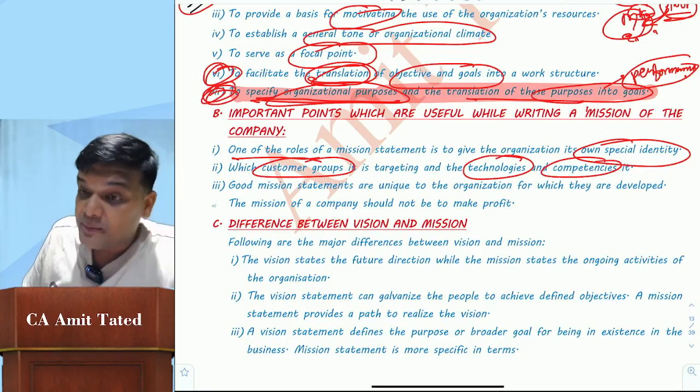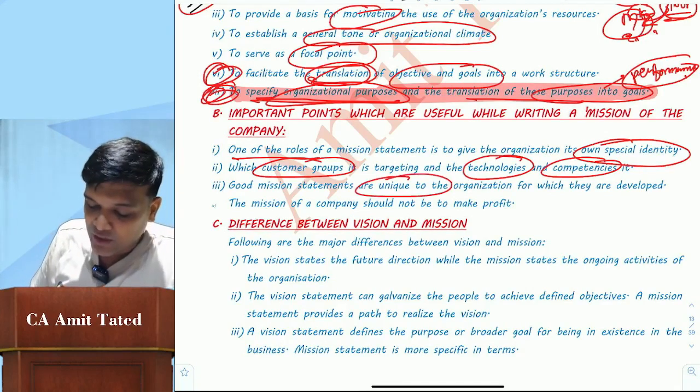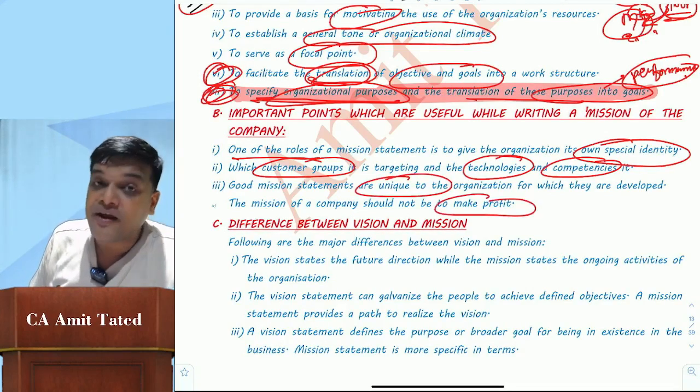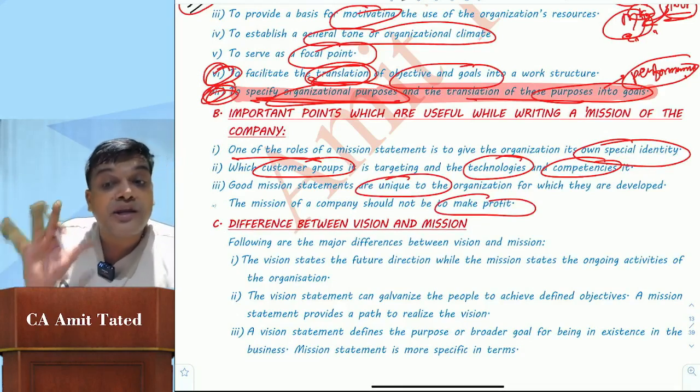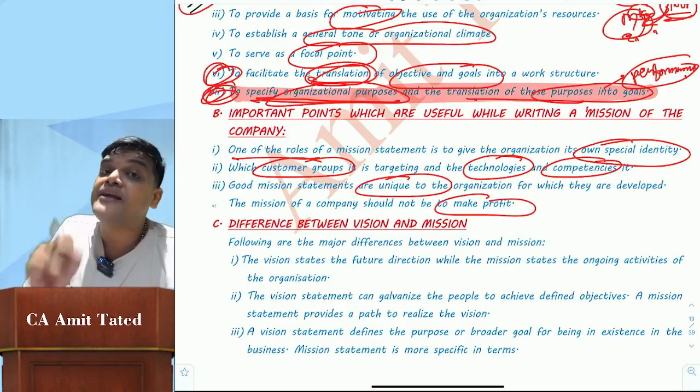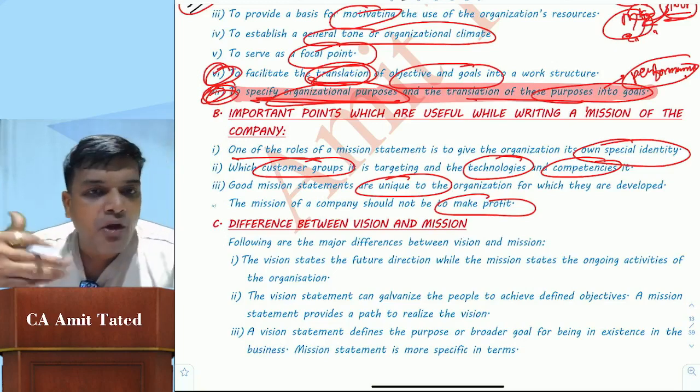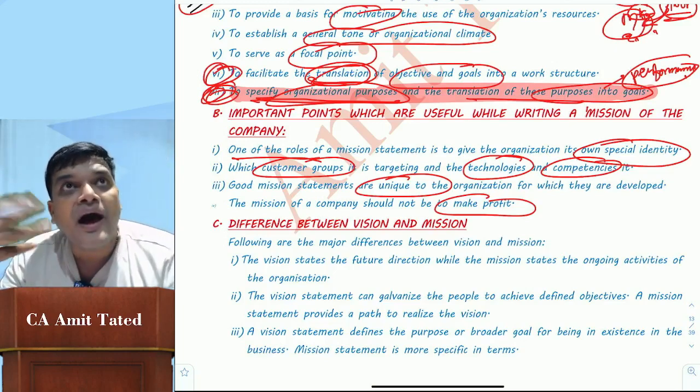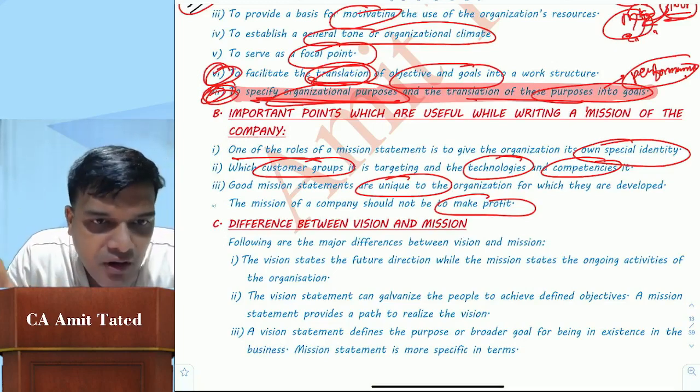Okay, good mission statements are unique for the organization. Okay, and the mission of the company should not be to make a profit. मैं वापस बोल रहा हूँ, याद रखना, कंपनी का ऑब्जेक्टिव इज टू मेक ए प्रॉफिट, बट मिशन में वी शुड नॉट राइट द प्रॉफिट राइट नाउ. ओके, आवर ऑब्जेक्टिव इज टू बिकम ए सीए, आवर ऑब्जेक्टिव इज टू अर्न द प्रॉफिट्स आल्सो. ओके, एवरीबडी इज फोकसिंग ऑन प्रॉफिट ओनली.